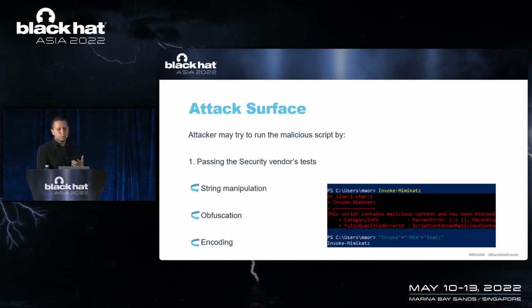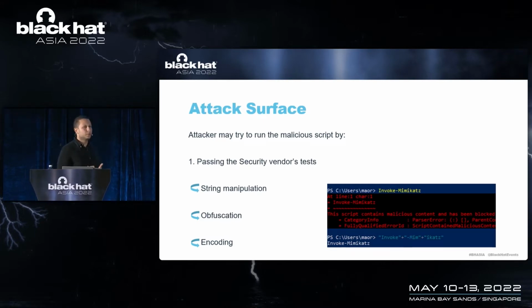In the most basic form of AMSI provider, the anti-malware vendor can make a list of unallowed, malicious strings, and detect if the content that is going to be scanned contains one of these malicious substrings. In this case, the attacker can basically try to manipulate, obfuscate, or encode these strings in order to bypass the provider's checks.